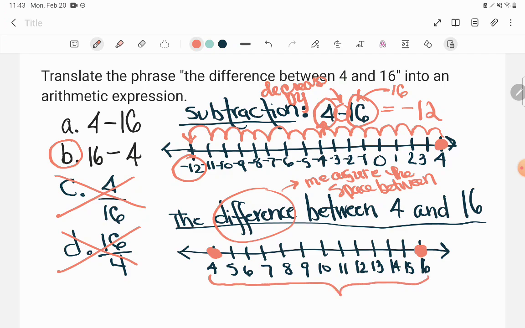So I'm not moving 16 away. Instead, what I'm doing here is I'm counting the space between them. So how much space is between 4 and 16? 1, 2, 3, 4, 5, 6, 7, 8, 9, 10, 11, 12 spaces between them.